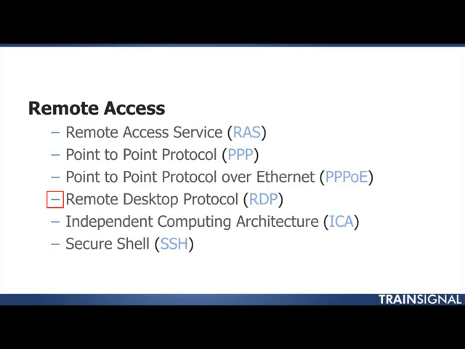The next term that I want you to be familiar with when it comes to remote access solutions is something called ICA, which stands for the Independent Computing Architecture. And this is actually a proprietary protocol which is used for an application server system which was designed by Citrix Systems. Okay, so if you're in a Citrix environment and you're setting up a Citrix remote access solution, you will do so using the Independent Computing Architecture, or ICA.